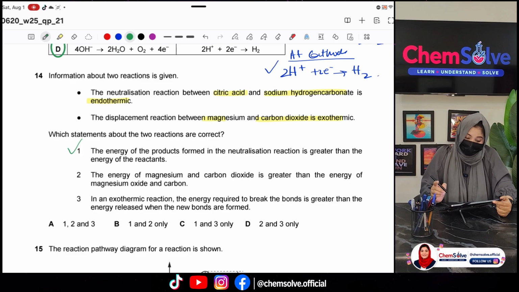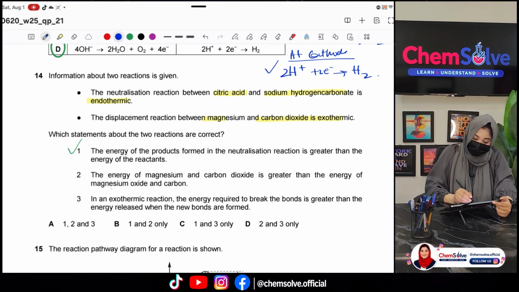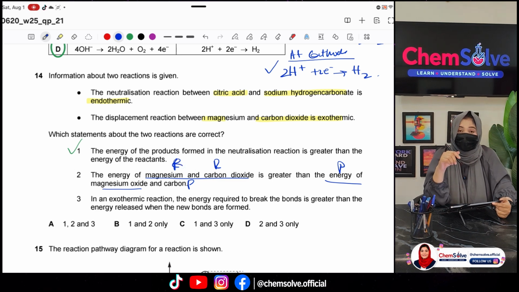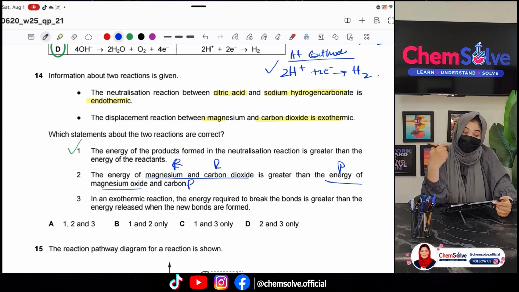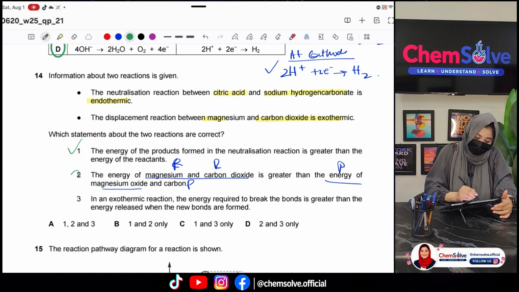Okay, next is exothermic. So the energy of the magnesium and the carbon dioxide is greater than the energy of the magnesium oxide and the carbon. Magnesium oxide and carbon are the products and these are the reactants. Exothermic reactions tend to release energy. So the energy of the reactants is more than the products. So this is also a correct statement.